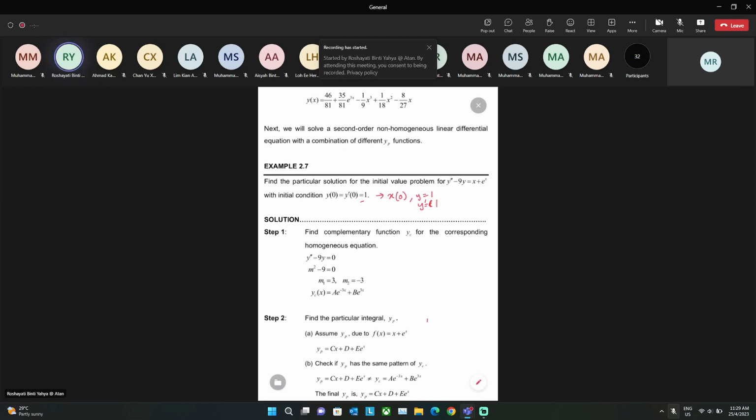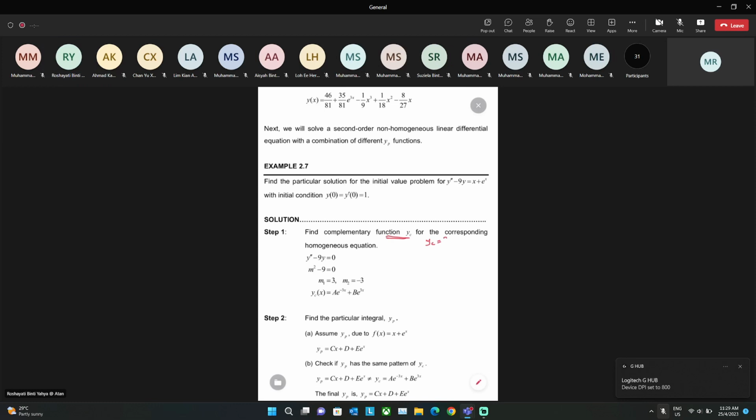Step number 1. I'm not sure whether you still remember the steps. Step number 1, you need to find your yc. What is your yc? For the corresponding homogeneous equation, what is the value of yc when f(x) equal to 0? In this case, f(x) is not equal to 0 because this is non-homogeneous. But for this first step, you need to find the homogeneous.